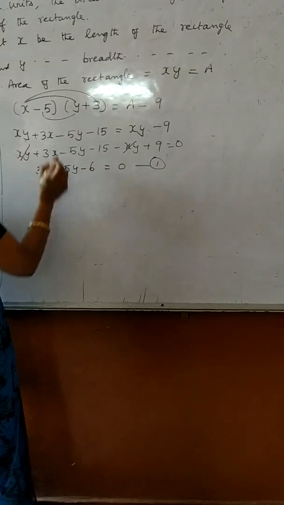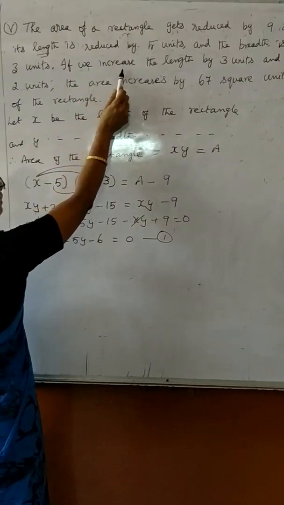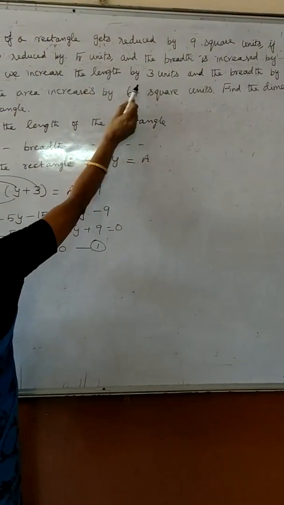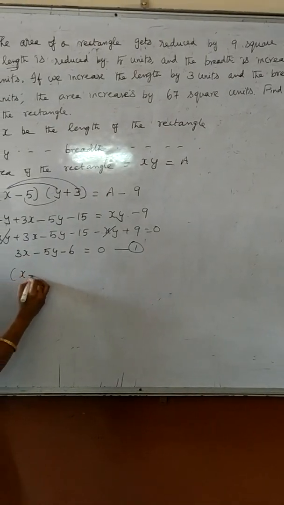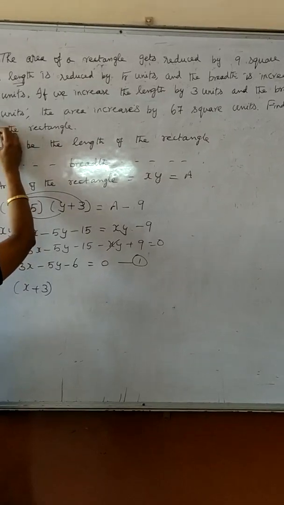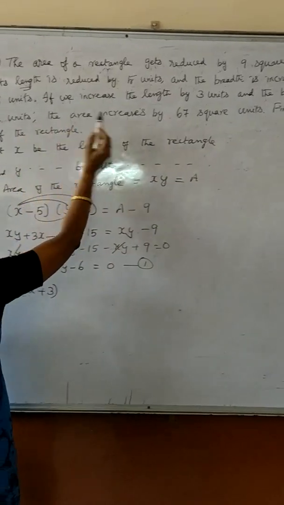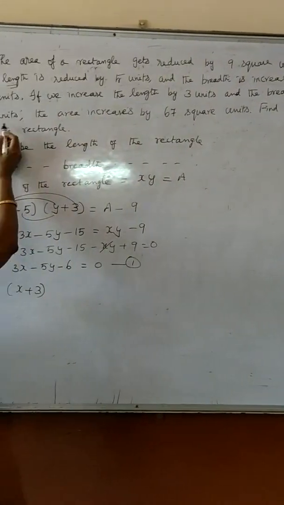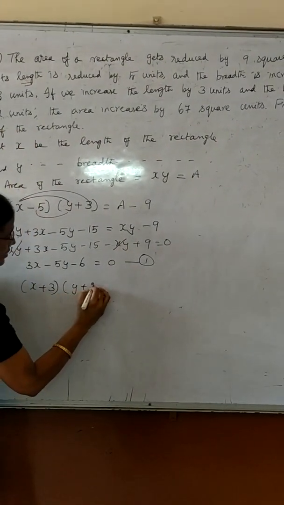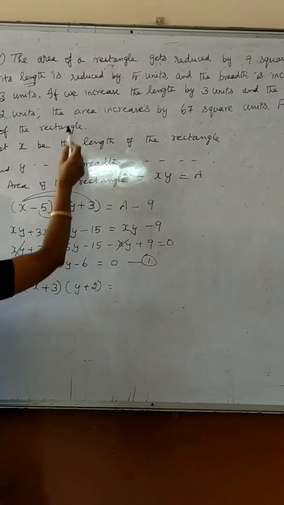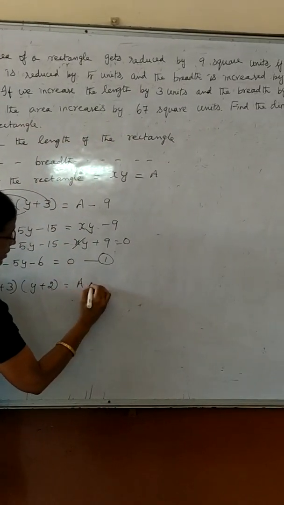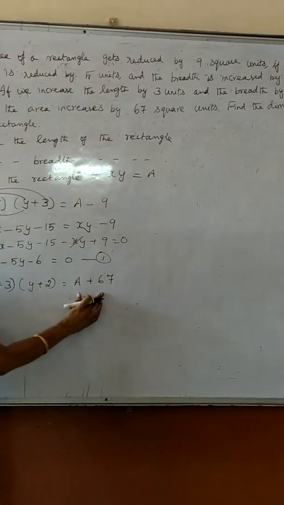For the second equation, it is given, if we increase the length by 3 units, length is x, increased. So what is the first term? It is x plus 3. Length is increased by 3 and the breadth by 2 units. So breadth is also increased by how many units? 2 units. In that case, the area increases by 67. Area increases by what? 67.